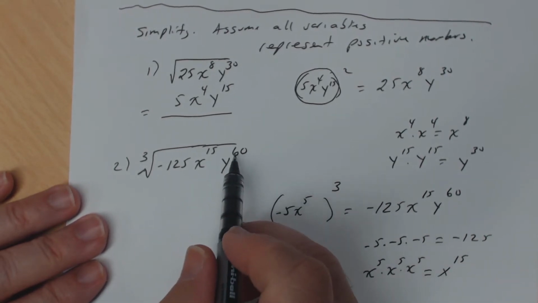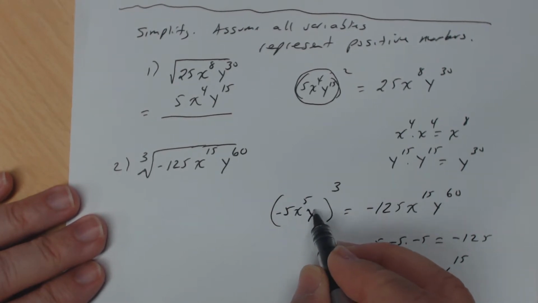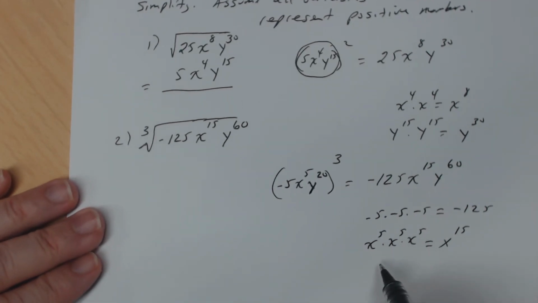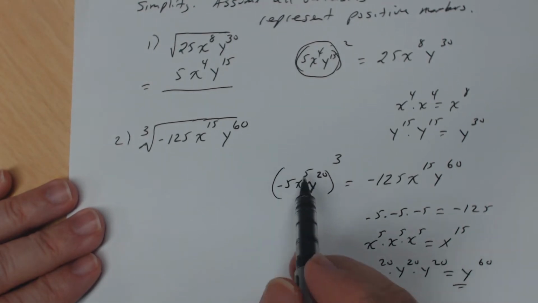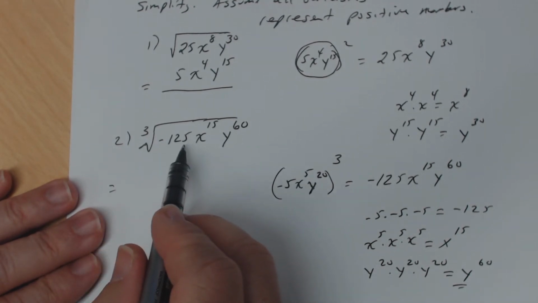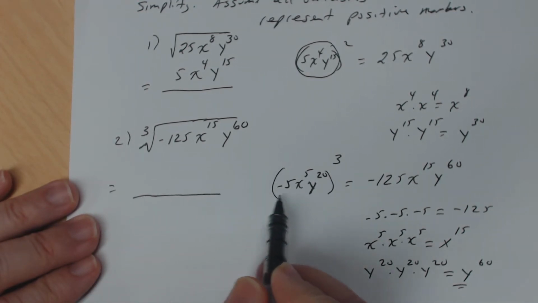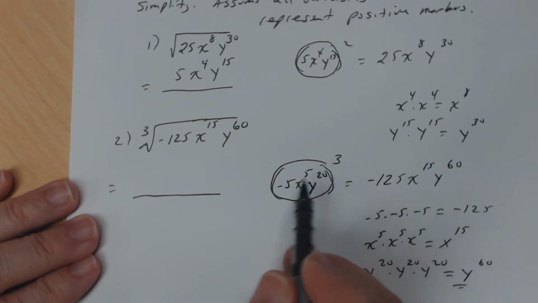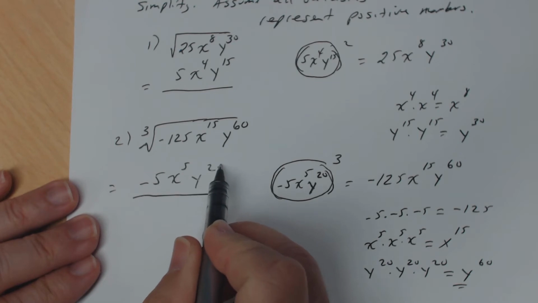And then let's do y to the 60th. 60 divided by 3 is 20. So that's y to the 20th power. So see if that works. Y to the 20th times y to the 20th times y to the 20th. When you multiply like bases, you add exponents. 20 plus 20 plus 20 is 60. All right. So the answer, the cube root of negative 125, x to the 15th, y to the 60th, is this right here. So it's negative 5, x to the 5th, y to the 20th.